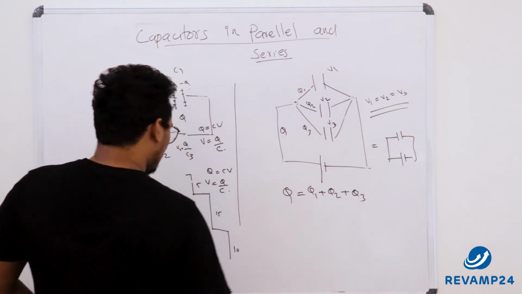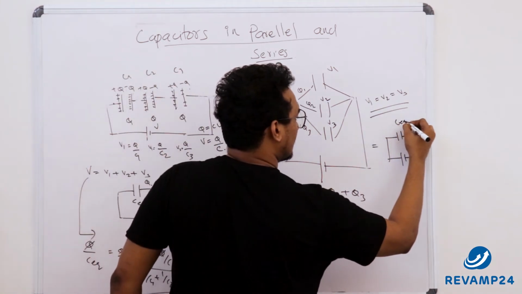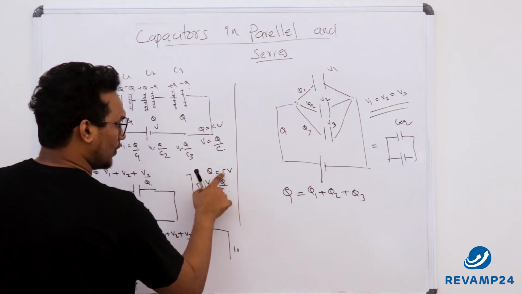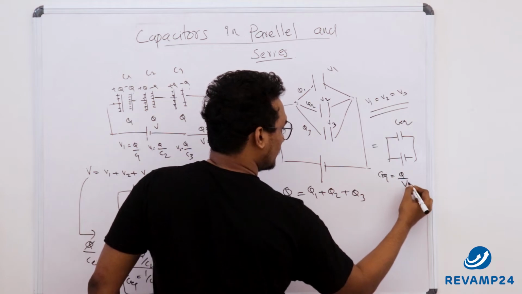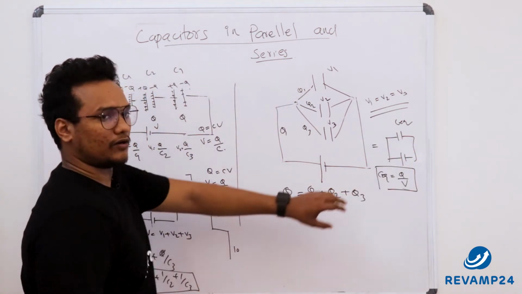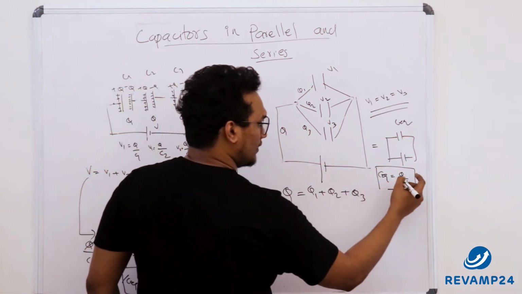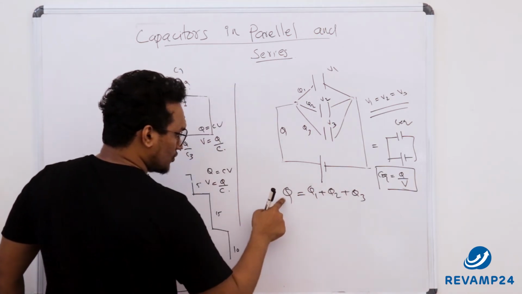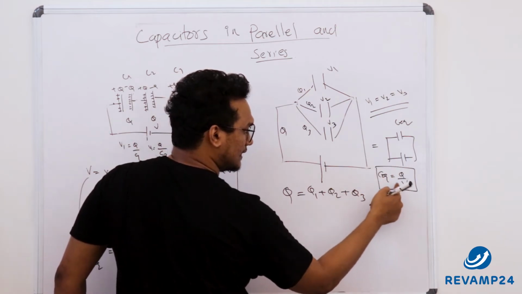What is the value of C equivalent from this? We have already derived it. C equivalent is equal to Q divided by V in this circuit. Anyway, we are not going to use it here; at the end we are going to substitute this value. So C equivalent is equal to Q by V. Now in this equation we will substitute the value. So what is Q? I can substitute Q here, that is C equivalent into V.